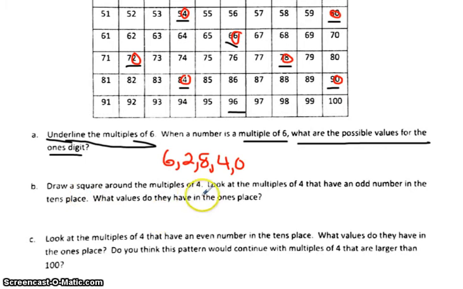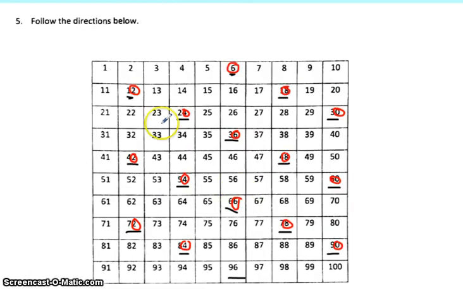Draw a square around the multiples of 4. Okay. Look at the multiples that have an odd number in the tens place. What values do they have in the ones place? So let's first find our multiples of 4 by drawing a square around the multiples of 4.